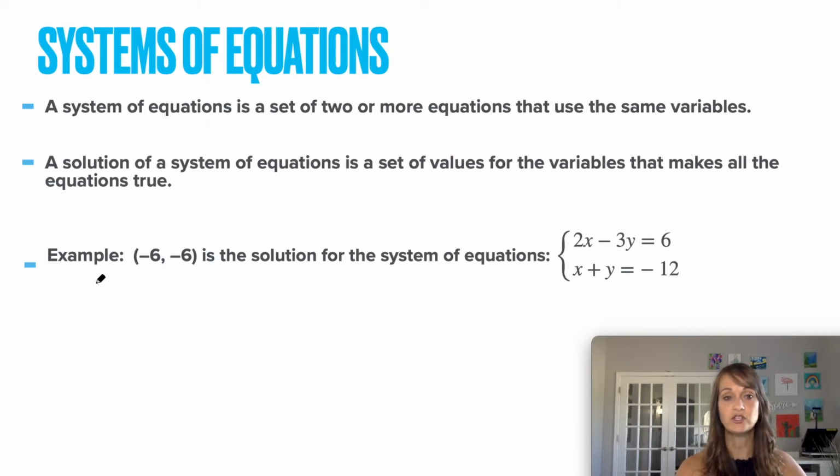To prove it, you would plug -6 into your x and your y value, because this is your x, this is your y value. If you were to solve, this statement should be true. 2 times -6 is -12. -3 times -6 is a positive 18. -12 plus 18 is 6, which is exactly what we were supposed to get.